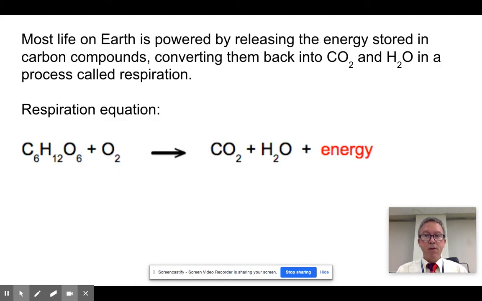Now, just so we remember, the way we release this energy is through respiration. All living organisms, including plants, decomposers, you and me, they basically take these carbon compounds, glucose, which has a lot of energy in it, react it with oxygen, which we breathe in, turn it back into low energy carbon dioxide and water, and that excess energy is what's used to drive living systems. It moves the muscles in your body and the nerve cells in your brain and so on.